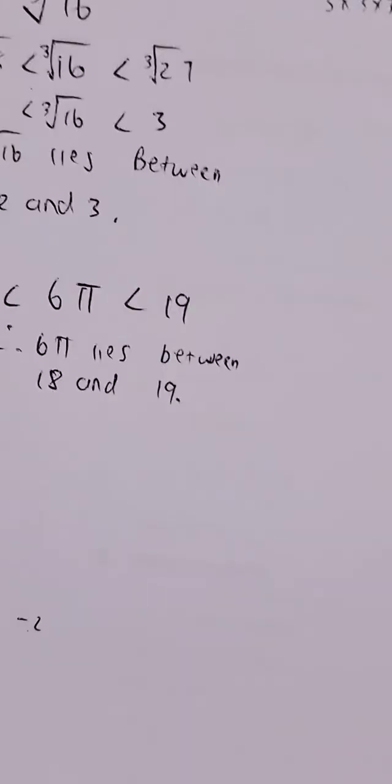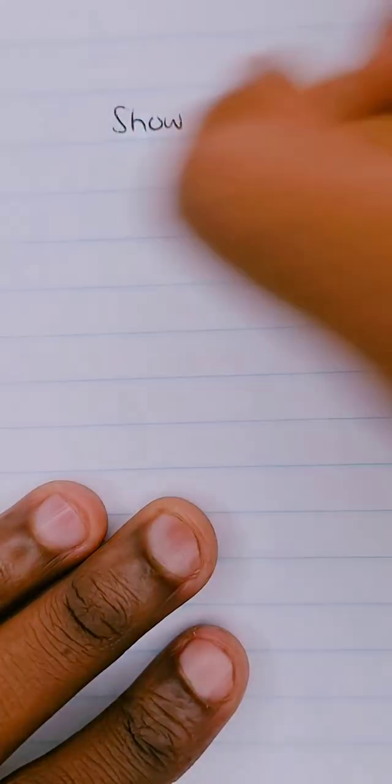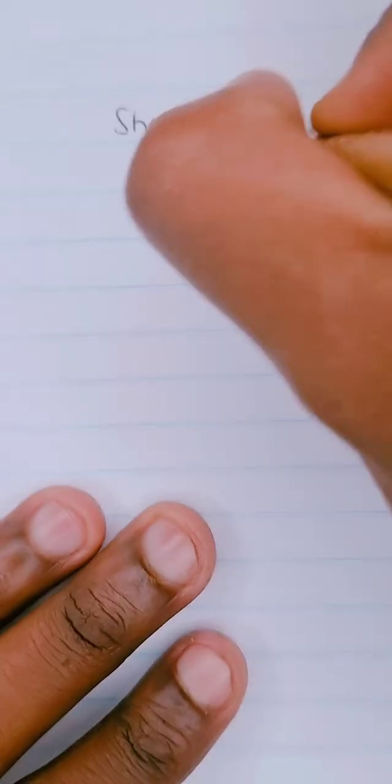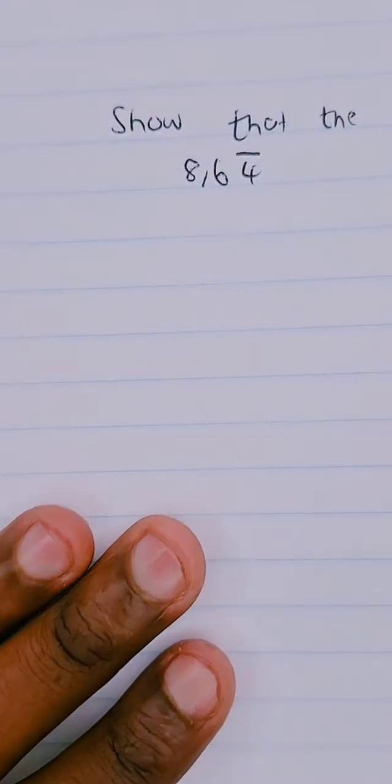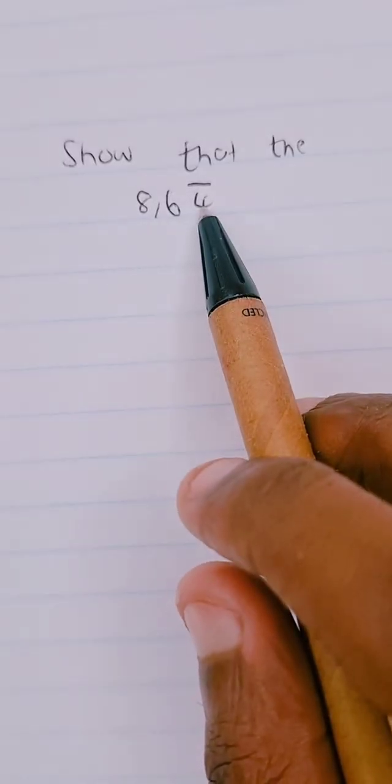Then the other nice number thing that they like a lot is the one that says show that the recurring decimal. So let's say they say show that 0.864 with a line above the 4, a horizontal line.